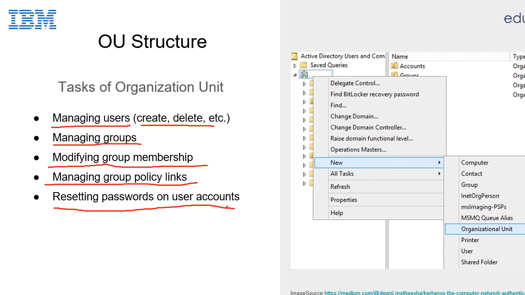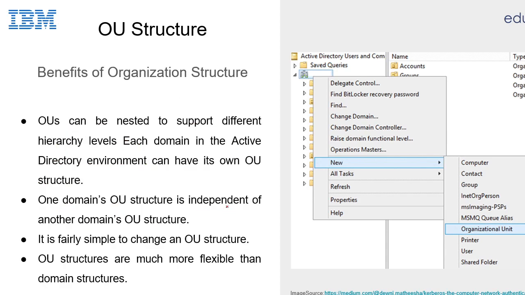So Active Directory contains different types of users. Those users are divided into subdivisions with the help of organizational units, dividing an organization into subdivisions. So here are the benefits of the OU structure. Organizational units can be nested to support different hierarchical levels. Each domain in the Active Directory environment can have its own OU structure.